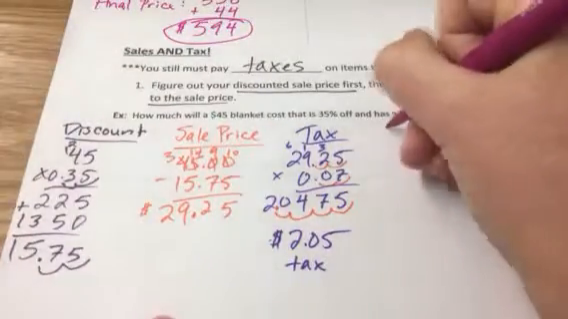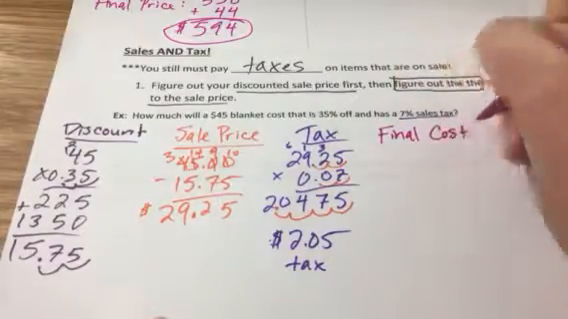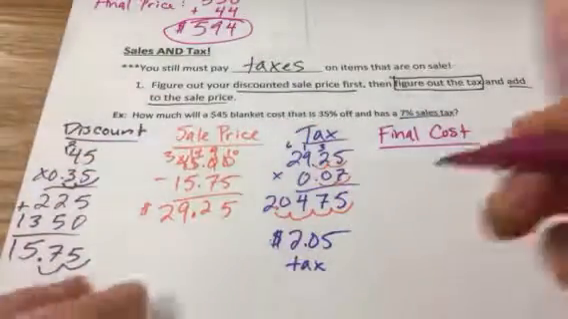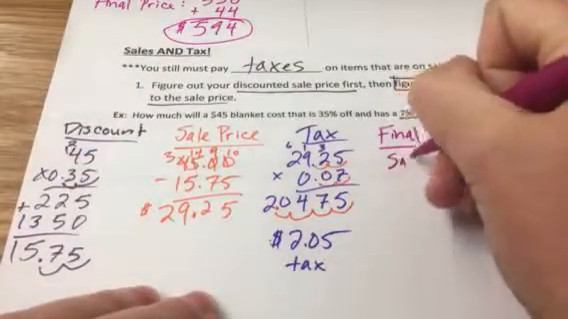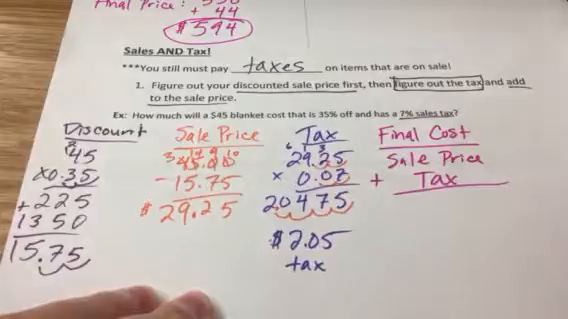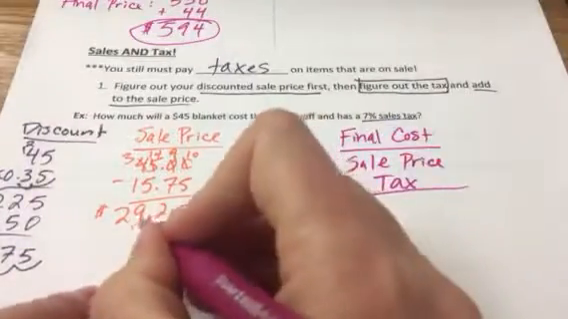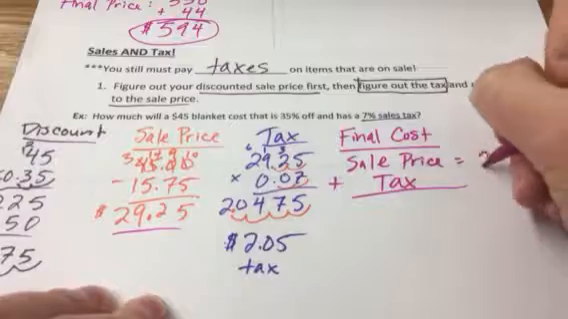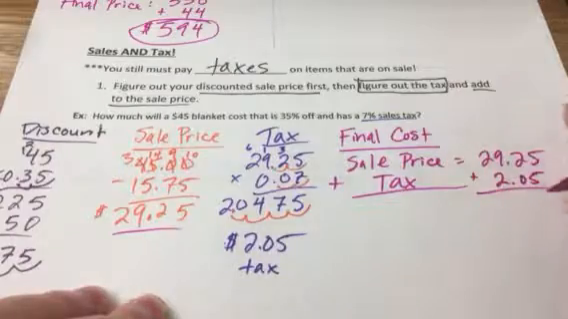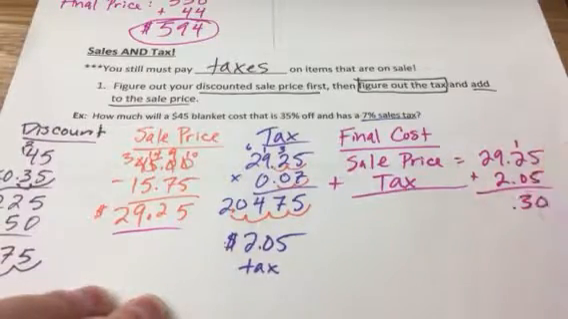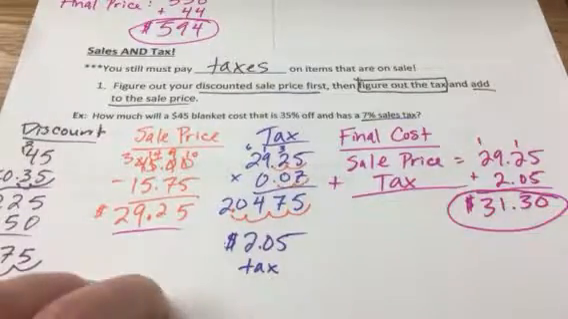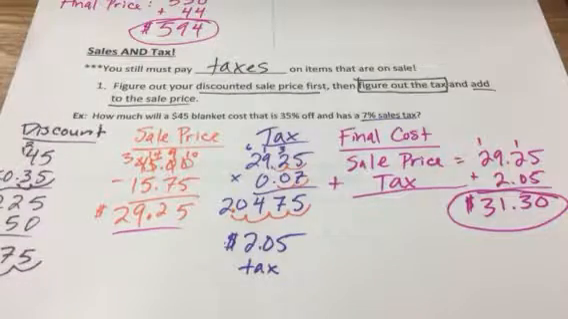Now my last step is to find the final cost. Again, this isn't difficult math, but it is a lot of steps. That's what makes this challenging. So my last step is to take my sale price and add the tax to it. So let's crank that out. My sale price was $29.25, and I'm going to add the $2.05 tax. So the final price of that blanket will be $31.30.